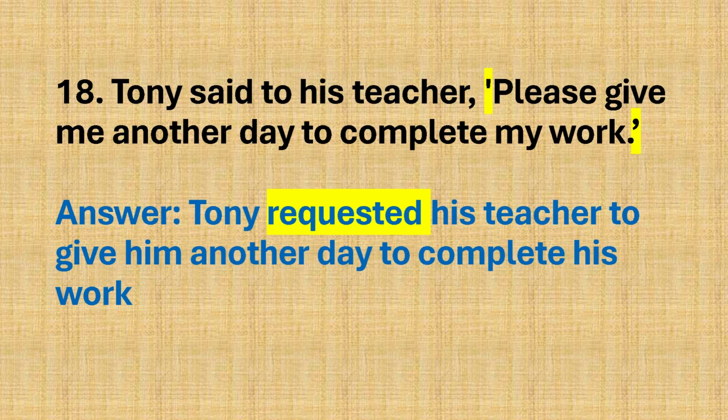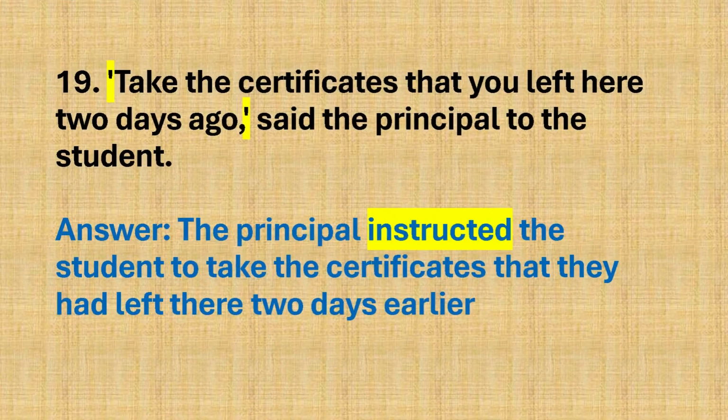Tony said to his teacher, "Please give me another day to complete my work." Answer: Tony requested his teacher to give him another day to complete his work. In the above sentence, requested is used instead of said because the sentence expresses a polite request. Me changes to him to reflect Tony in the third person, and my changes to his for the same reason. The verb give remains in the base form because requests in reported speech use the infinitive, that is, to give. And please give me changes to requested to give in indirect speech. Indirect speech does not retain the question mark.